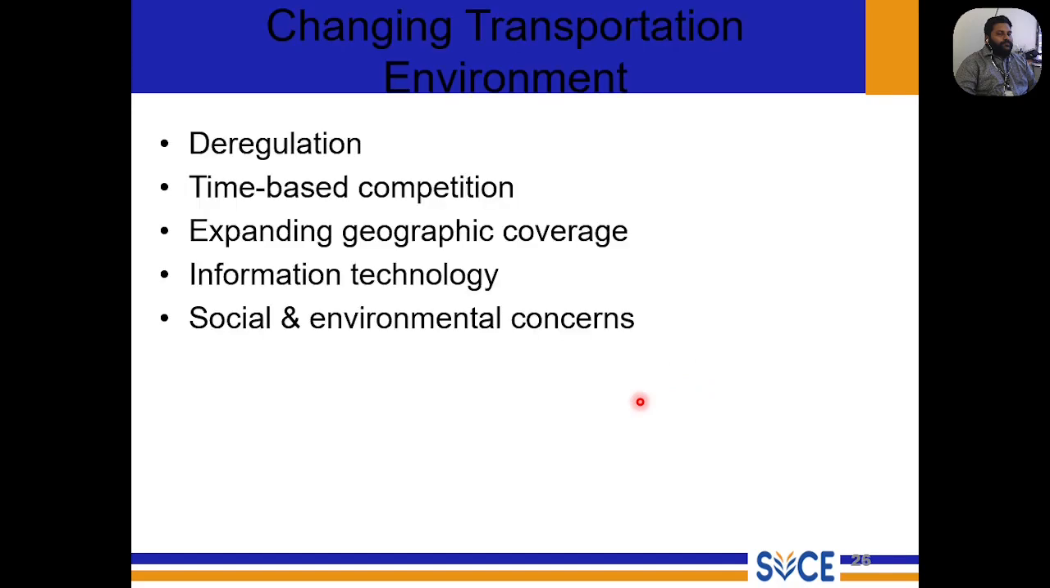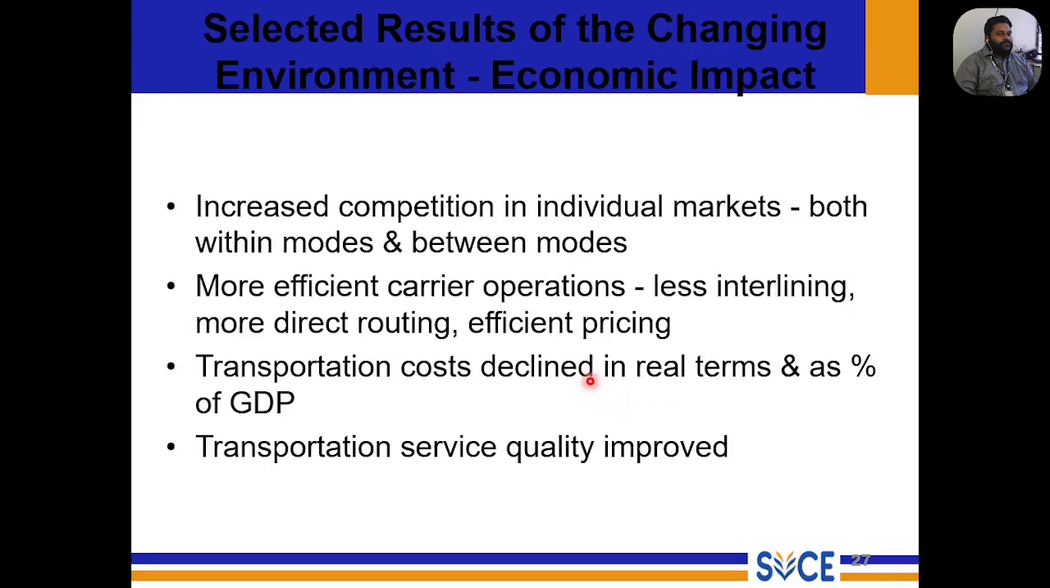So how do we do that? We do that through deregulation, time-based competition, expanding geographic coverage, information technology, and social and environmental concerns have to be taken into account. So there are a few things like selected results of the changing environment. What will be the results of this? So increased competition in individual markets, both within the modes and between modes, more efficient carrier operations, less interlining, more direct routing will be available, efficient pricing will be there. Transportation costs declined in real terms as a percentage of the GDP. Transportation service quality is improved dramatically.